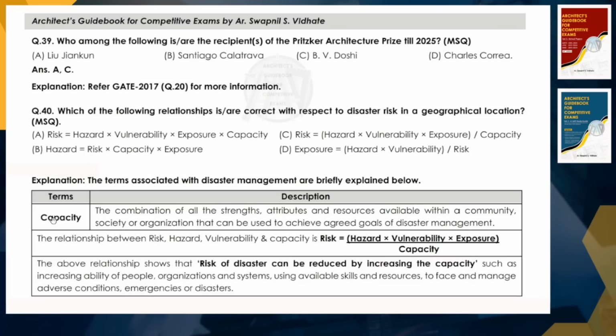The above relationship shows that disaster risk can be reduced by increasing the capacity, such as increasing the ability of people, organizations, and systems by developing resilient infrastructure, using available skills and resources to face and manage adverse conditions, emergencies or disasters. So the correct relationship between risk, hazard, vulnerability, exposure and capacity is risk equal to hazard multiplied by vulnerability multiplied by exposure and divided by the capacity. So in order to lower down the risk, you need to increase the capacity. So option C was the correct answer for this question 40.